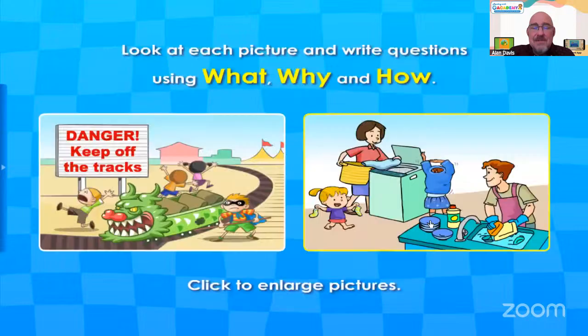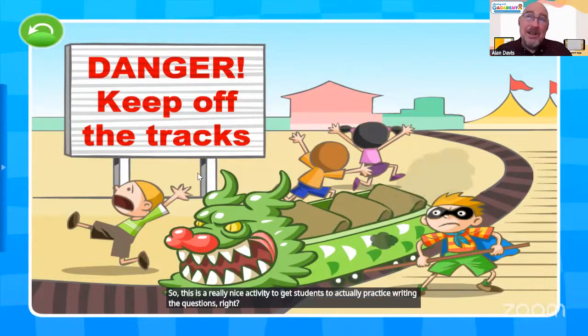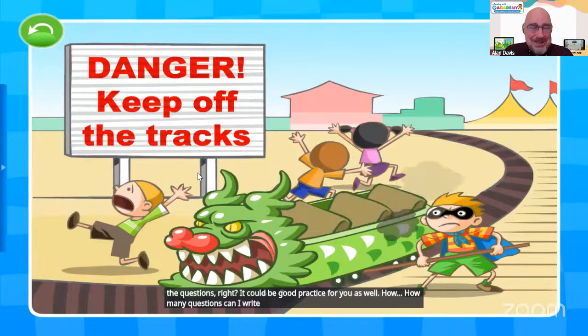Writing questions. Look at each. So this is a really nice activity to get students to actually practice writing the questions, right? It could be good practice for you as well. How many questions can I write about this picture that's on the paper?